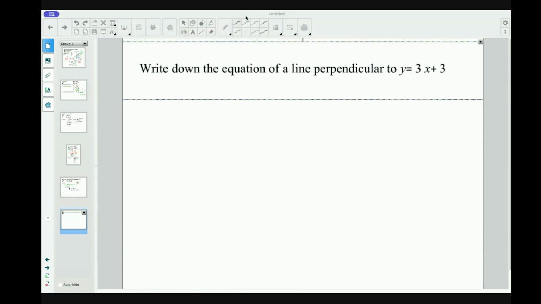So before we can do anything, what do I need to find first before I can start off with the rest of the question here? What can I do? What do I need to do first? What's step number 1?